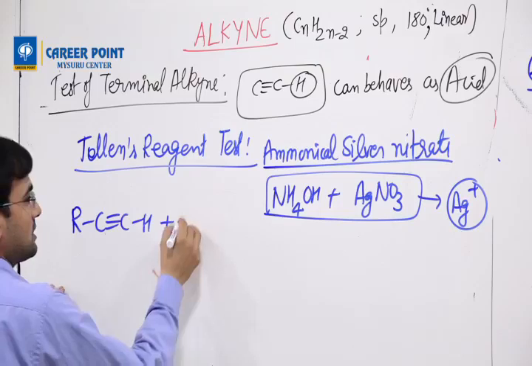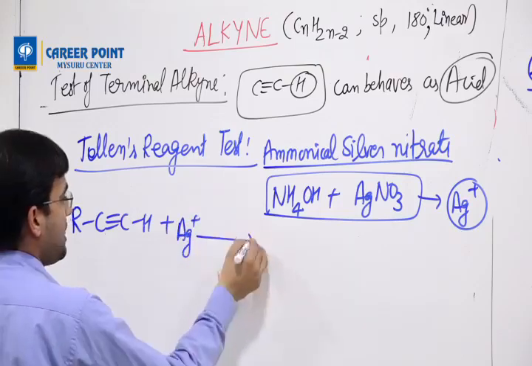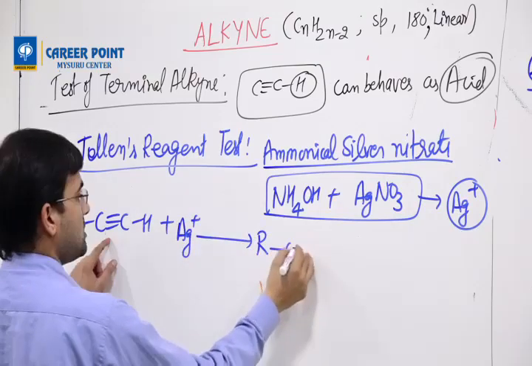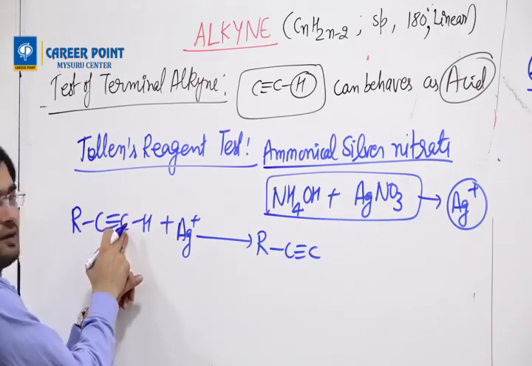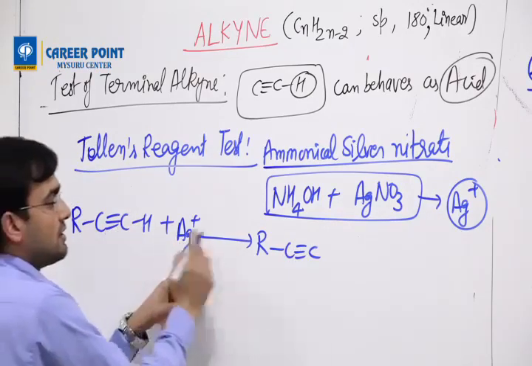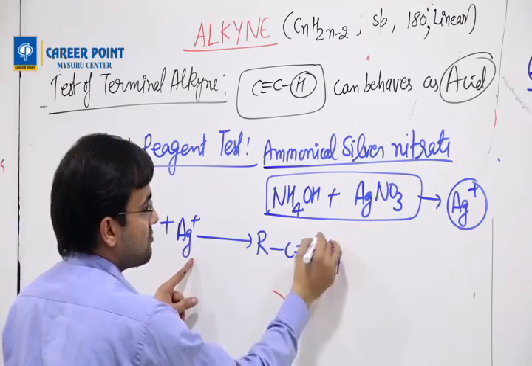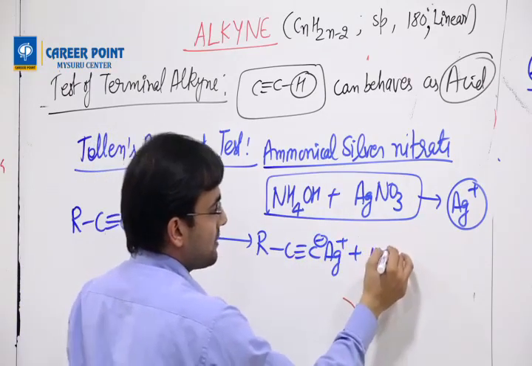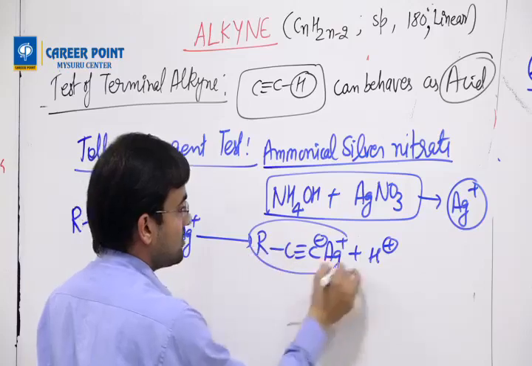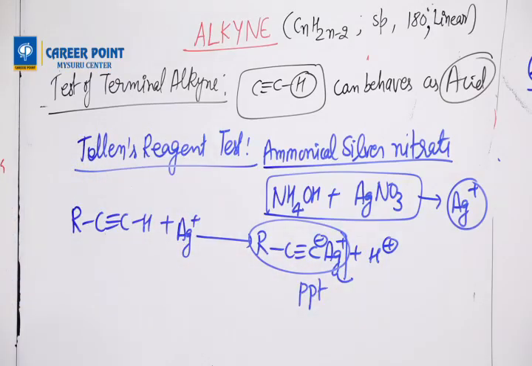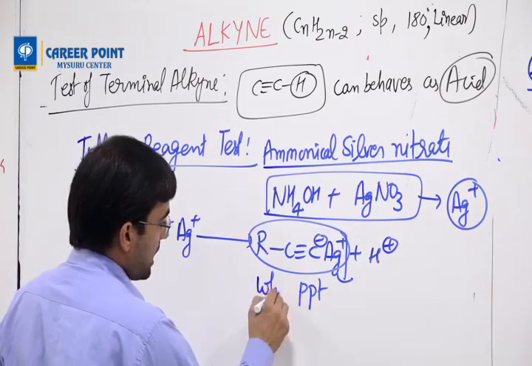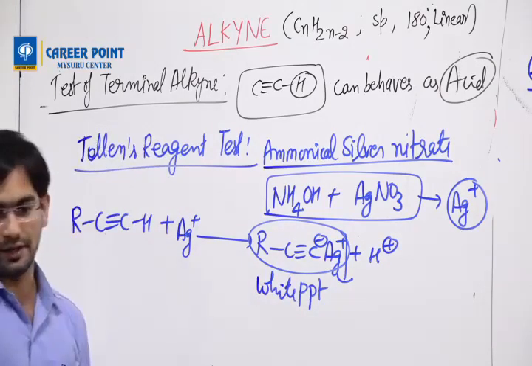So what happens in this case? If I take Ag plus, I get RC≡C. This will break into H plus and it will become C minus. C minus will attract Ag plus, so you will have a bond between them, and H plus is released. As soon as this is formed, it gets precipitated. It will be a white precipitate.